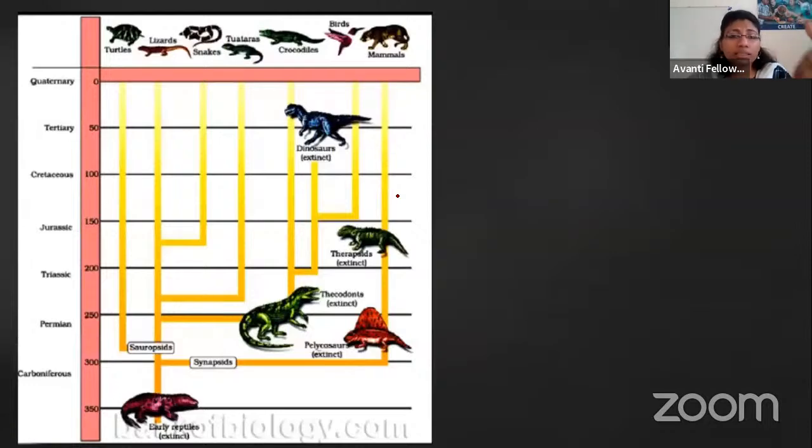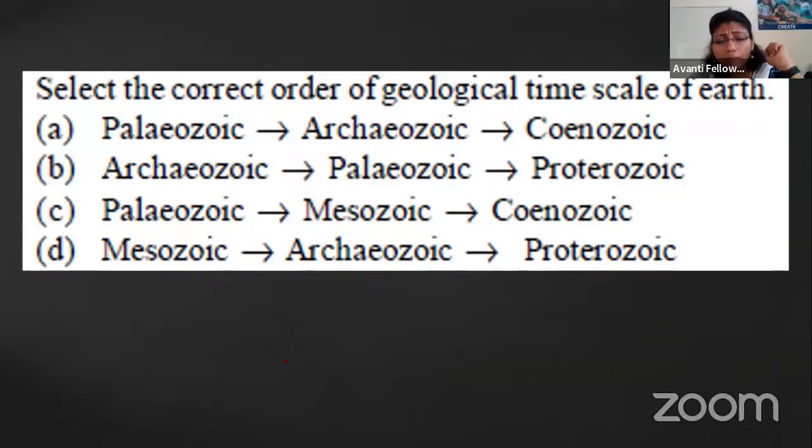Then this tabular form or tree distribution shows the evolution of different categories or classes of animals from a common ancestor. So we can say the early common ancestor of all these species existed 350 million years ago.